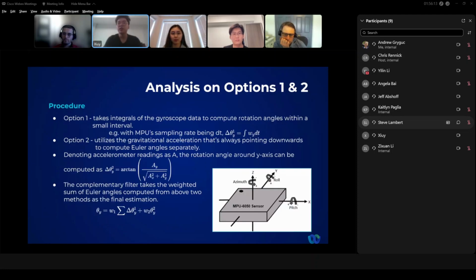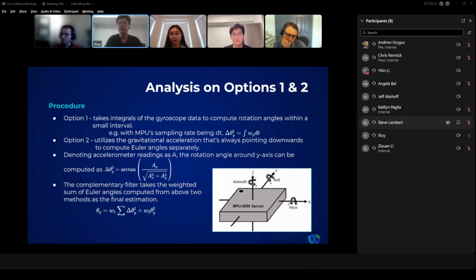Option 1 defines a small time interval to perform integration, and the time interval is the sampling interval of the MPU module, which is 1/700 seconds in our case. Sampling, the integration computes a change in rotation angle around a specific axis, and the change accumulates for every timestamp to compute the actual Euler angle.